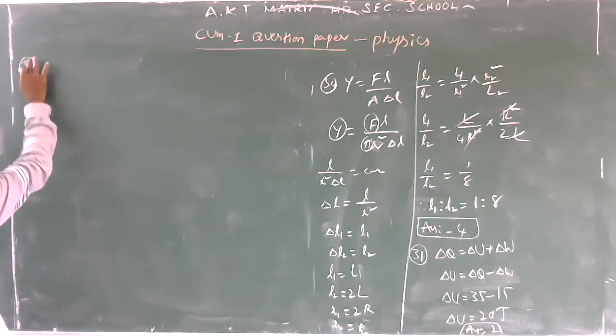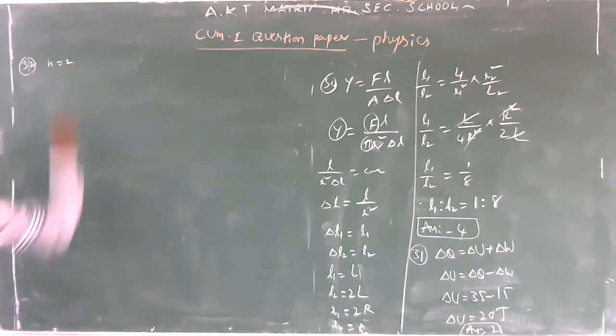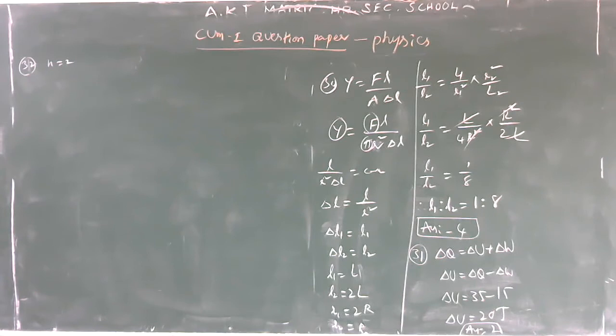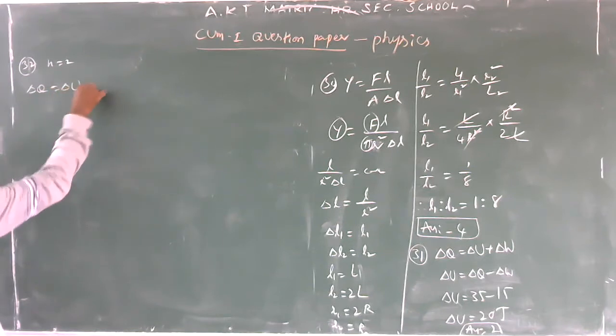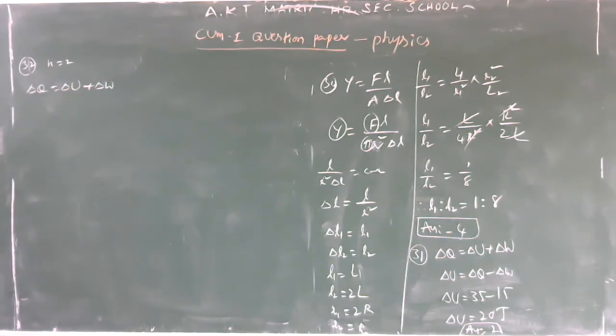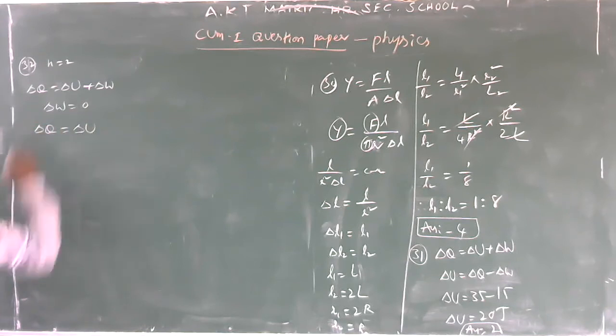Number of moles n is equal to 2. Next, monatomic gas. Next, heated from where to where? 273 to 373 Kelvin. No work is done. So how much heat energy is required? From the first law of thermodynamics, delta Q is equal to delta U plus delta W. Here no work is done, which means delta W is equal to 0. Then delta Q is equal to delta U.